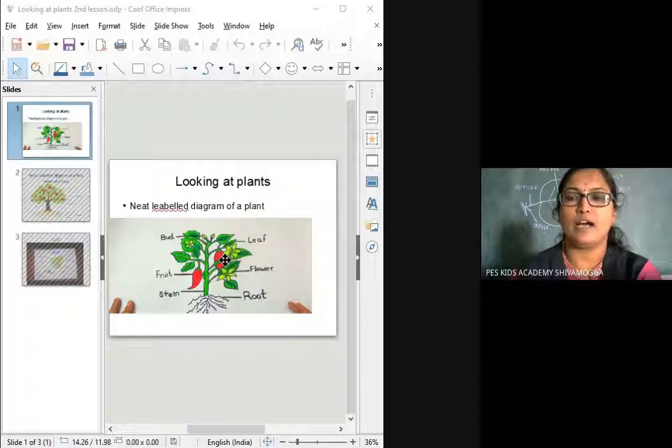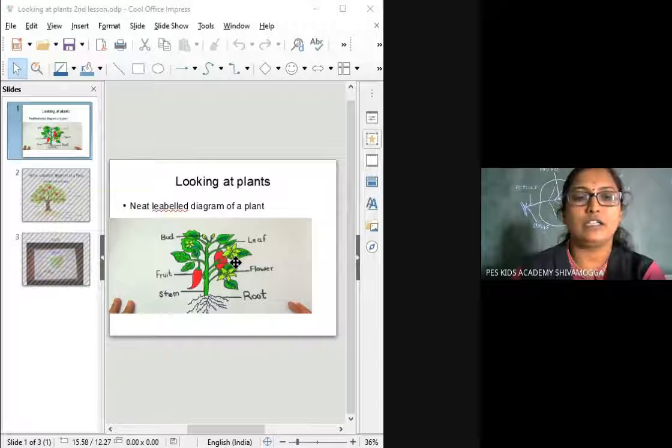Flowers help in attracting insects for the pollination process. Insects help in pollination. These flowers have beautifully colored petals to attract the insects. Later this flower will turn into a seed, then into a fruit. You can see here the chili. We have named it a fruit. Yes, this is a fruit.